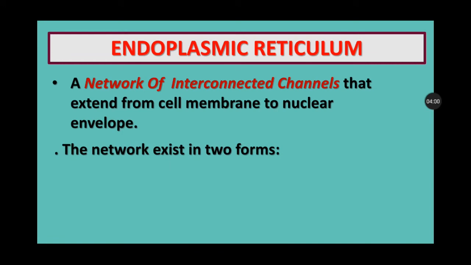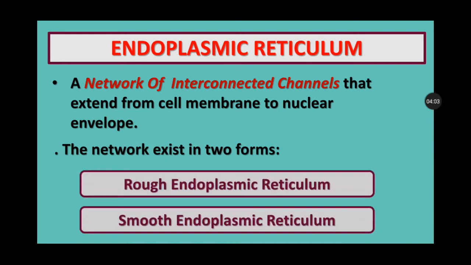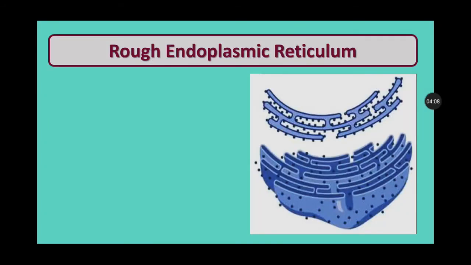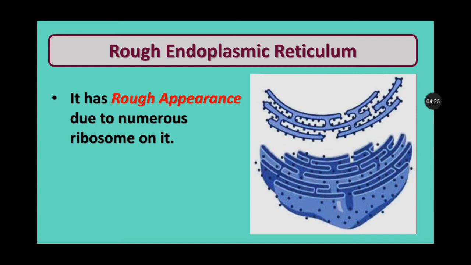This network exists in two forms. One is the rough endoplasmic reticulum, and the other is the smooth endoplasmic reticulum. The rough endoplasmic reticulum, as you can see in this picture, has a granular structure attached to it, which is making its appearance rough. What are these granular structures? It has a rough appearance due to the numerous ribosomes on it. So these granular structures are ribosomes attached to the endoplasmic reticulum, giving it a rough appearance. That's why it is known as the rough endoplasmic reticulum.